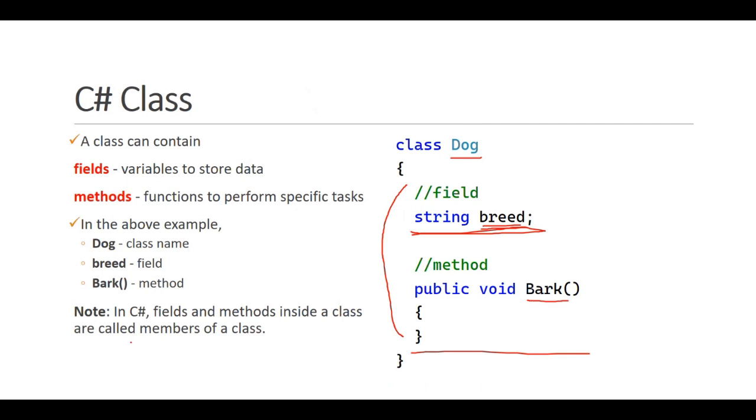Members of a class in C# are fields and methods inside a class. There is also a different template, which we are going to call a property of a class. The properties that we are going to use are actually auto-implemented properties in C#. I'm going to show it now.